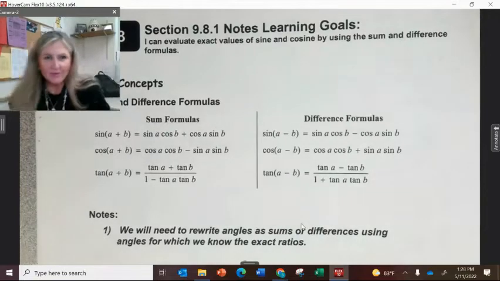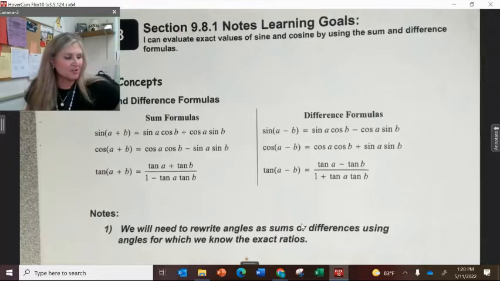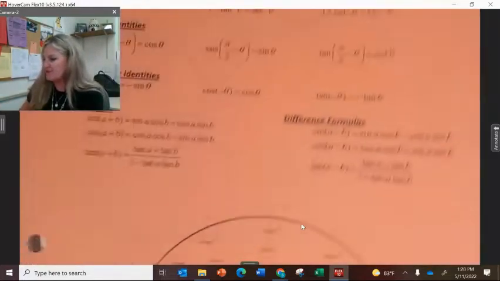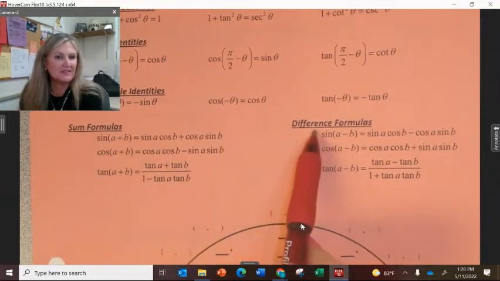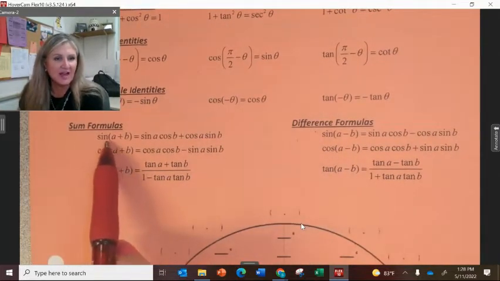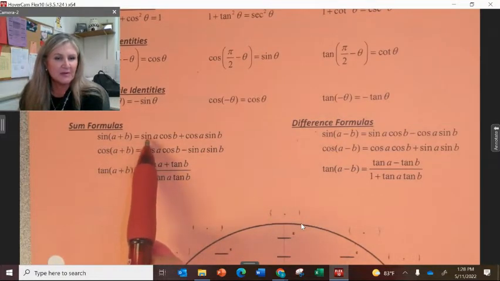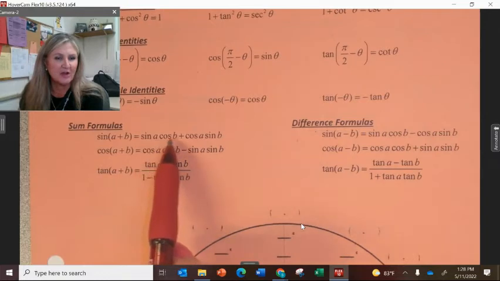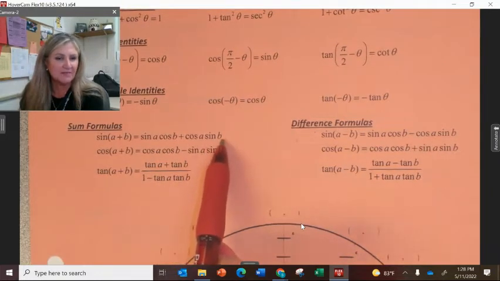Okay, guys, so today we're going to be learning two new formulas. These are going to be on your orange sheet, and these are the ones that we have not worked with yet. They're called the sum and the difference formulas. And what they say for sine of any angle plus another angle, it's going to be equal to sine A cosine B plus cosine A sine B.